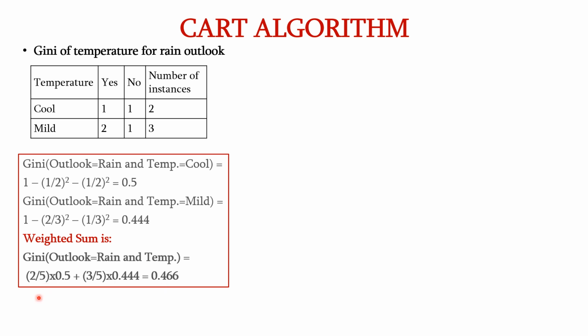The weighted sum is, for cool, 2 total number of instances divided by the number of rainy outlook instances, 5. You can refer to the table. Into the value calculated for cool, 0.5, plus for mild it is 3 divided by 5 into the value for mild, 0.444, and the final value is 0.466. This is the weighted sum for Gini of outlook equal to rain and temperature.